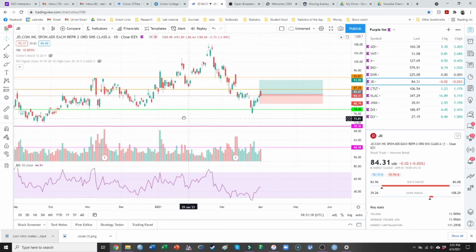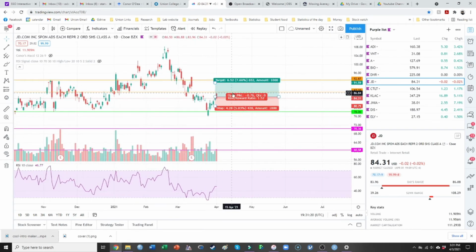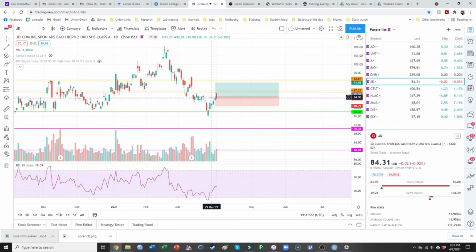new for me. So what happened was I had purchased JD, and I had purchased JD right about here. I had made a decision to buy it. And unfortunately, the stock dropped quite a bit. I ended up stopping out right here around $80.79. That was this day. So I stopped out here.